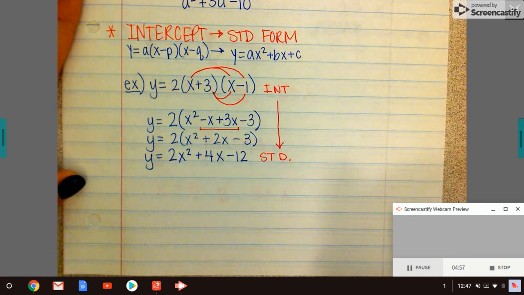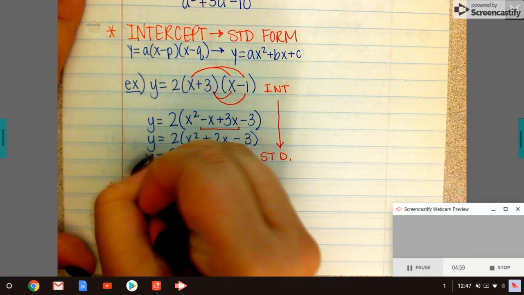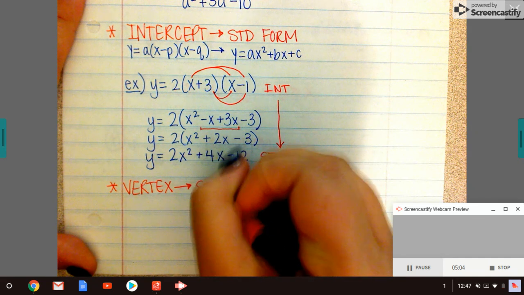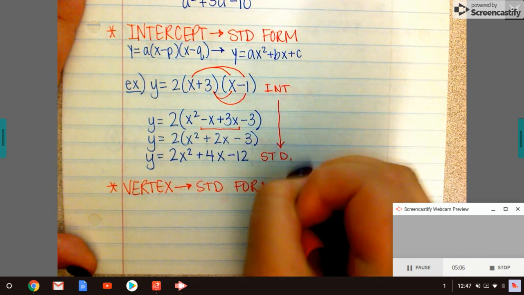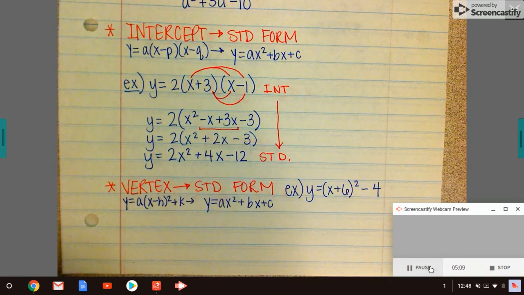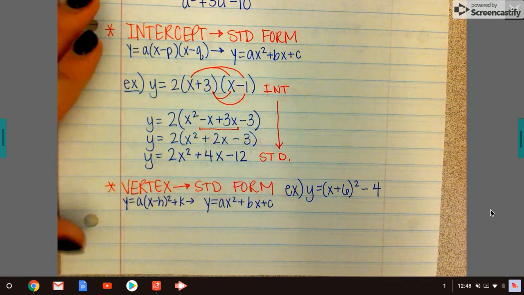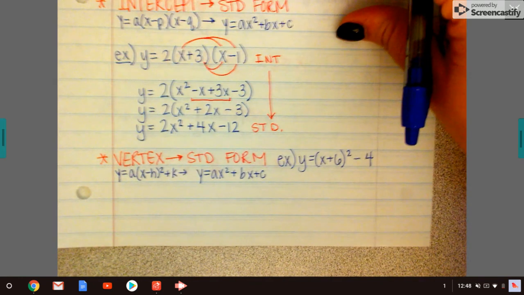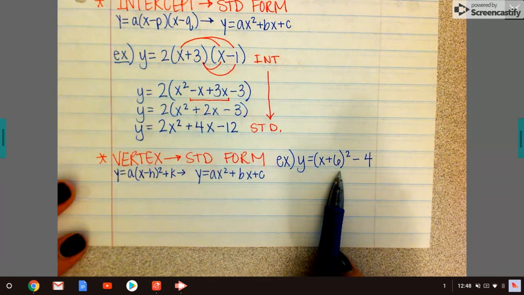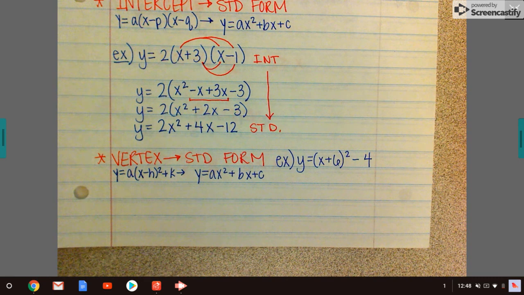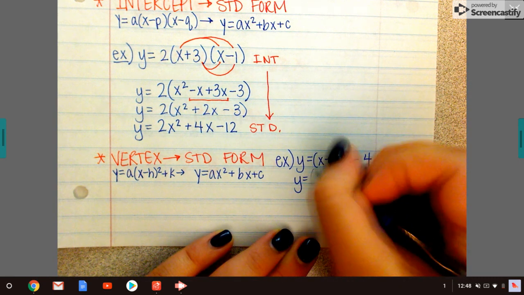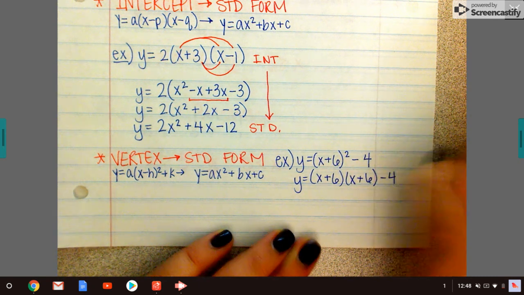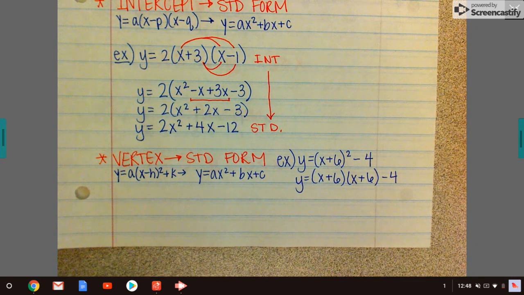The other one that we did is vertex. All right, so this one, we're going from vertex to standard form. The thing that's different about this one is it shows a quantity squared. But if we remember that squared just means you're multiplying by itself, then we can write this out expanded, x plus 6, x plus 6. And then we can FOIL it just like we normally would.